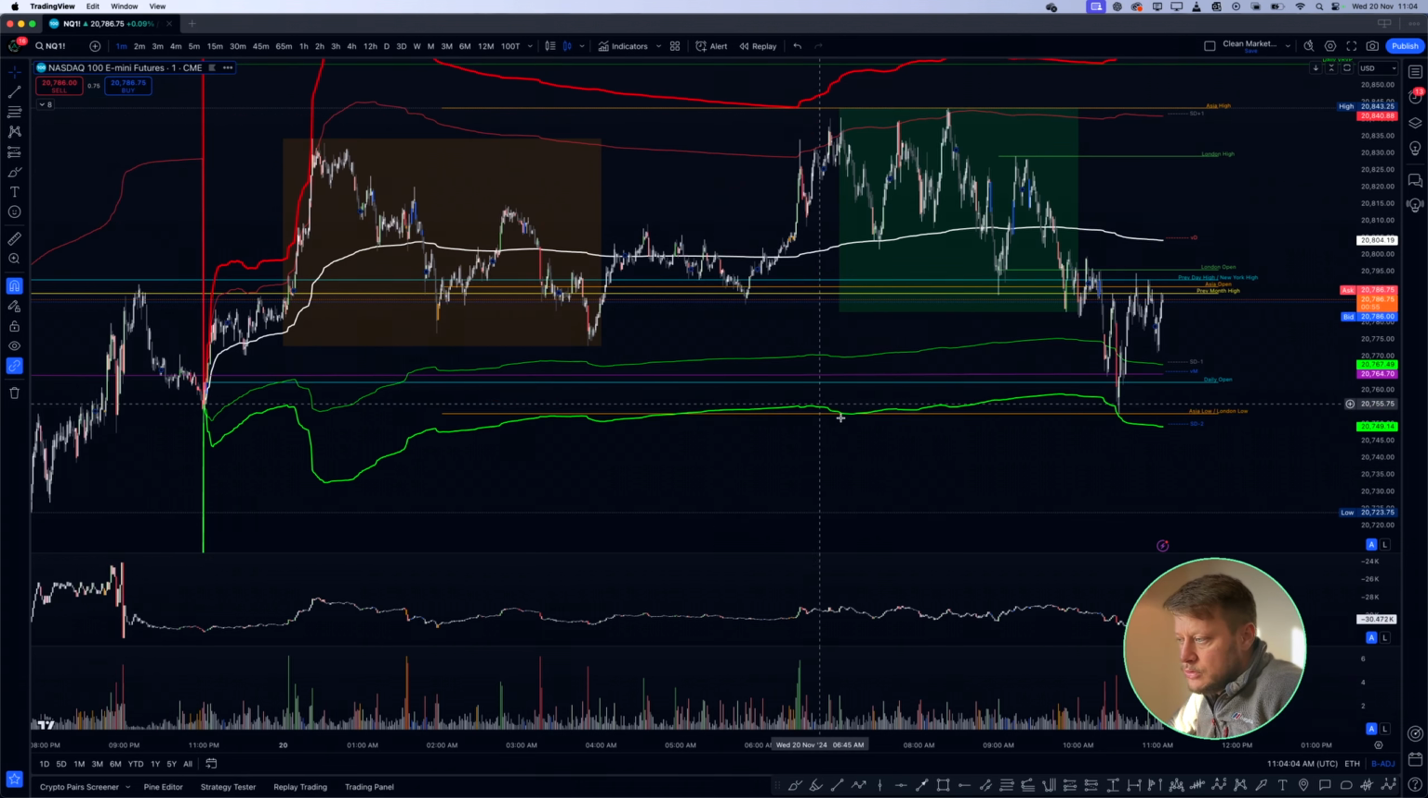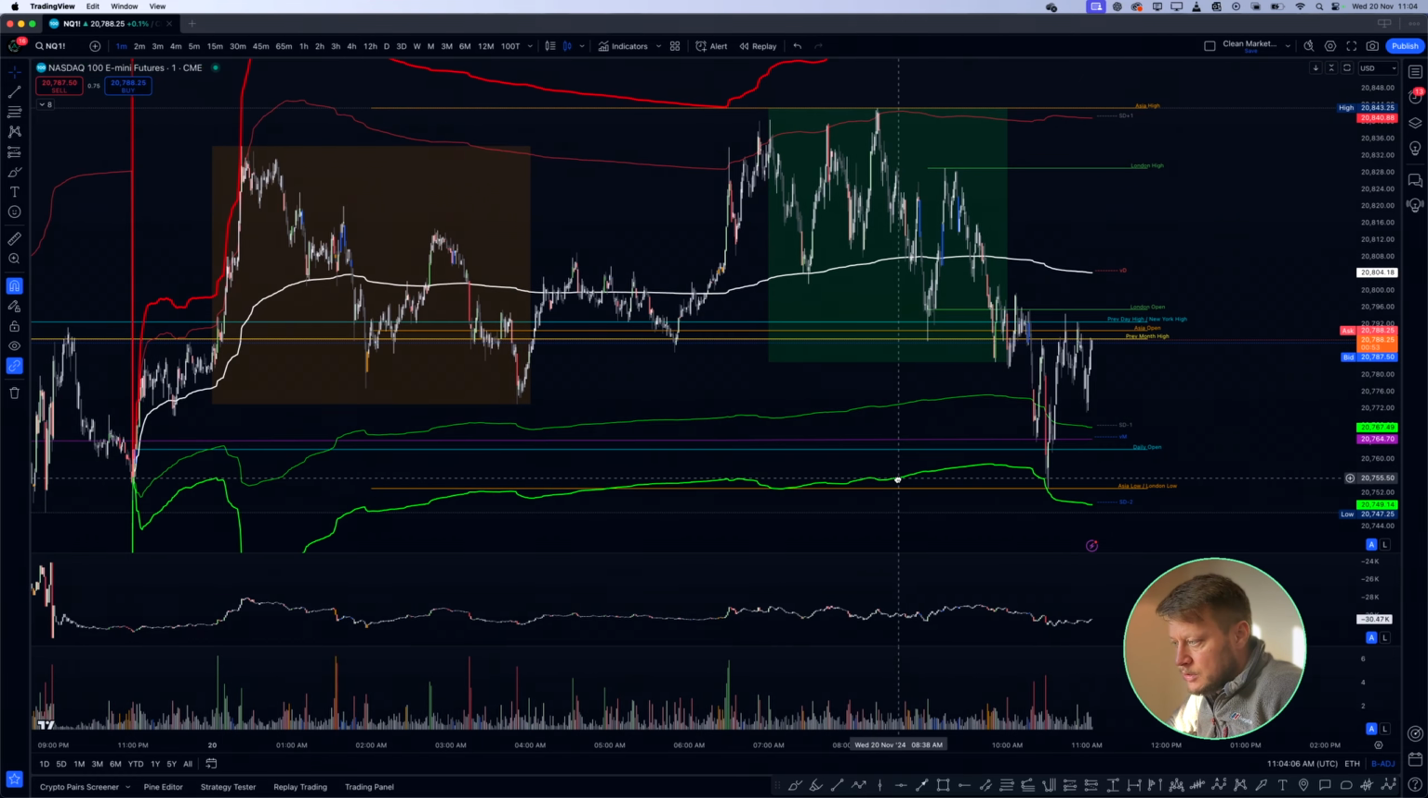Now, I know this looks a little bit messy, but allow me to explain. I have a belief that price moves with purpose. It's heading somewhere for a reason, right?